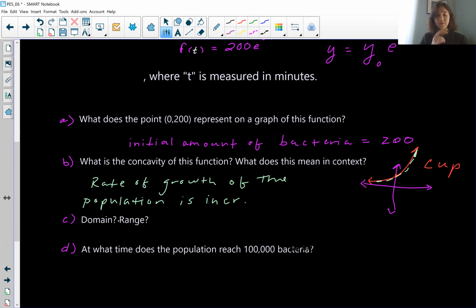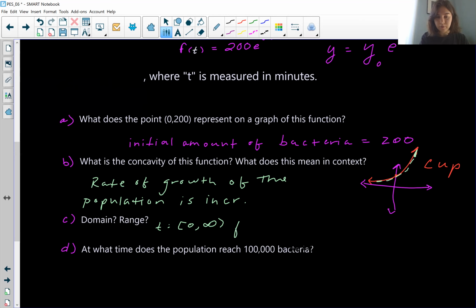Okay, and so now we want to talk about domain and range. We do know that this is measured in time. We can't have negative time. Unless you know a way. I don't. If you want to like time travel. But that's kind of beyond the scope of this problem. So we would have a minimum time of 0 minutes, and it can go on until infinity.